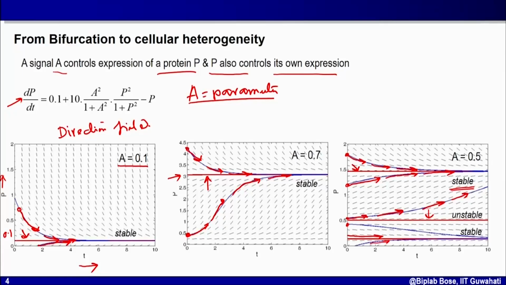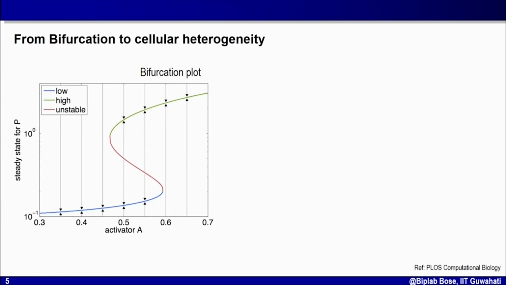So what I have observed in these three direction fields: when I have a lower value of A at 0.1, the signal is 0.1, I have only one steady state, which is stable. When I move to a higher value, A equal to 0.5, the external signal equal to 0.5, I have three steady states, out of which two are stable and the middle one is unstable. Then if we further increase A to 0.7, again the three disappear and only one steady state comes, which has a higher value and is a stable steady state. So I can compile all these data and draw something which we call a bifurcation plot.